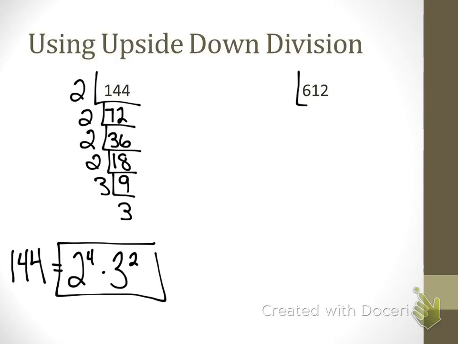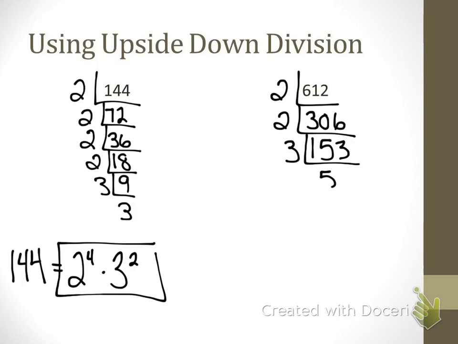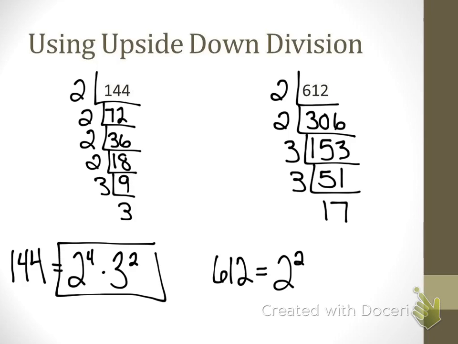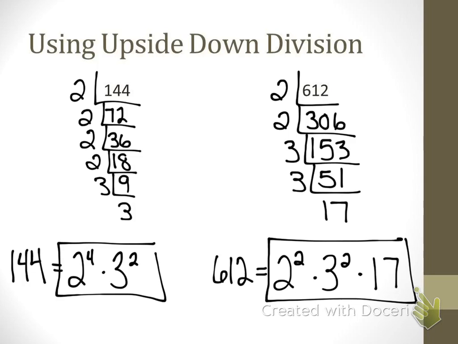Okay, so 612 is even, so 2 is an easy starting point. 306, 2, 153. All right, now 2 can't go into it, but 3 can. And how many times? And then 3 can again. And then 17 is prime, so I'm done. And 612 equals 2 squared. We always start with the lowest. Times 3 squared times 17. Okay? All right, and that's how you do upside down division.